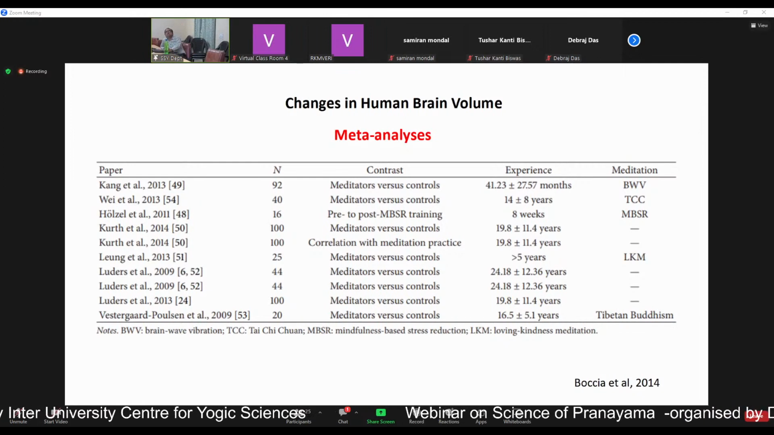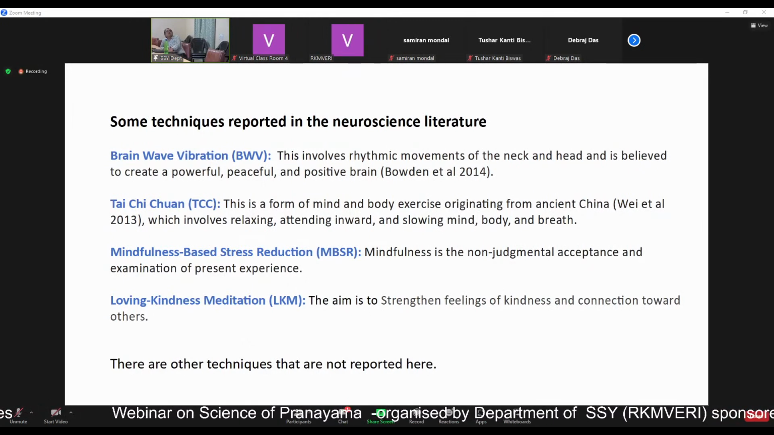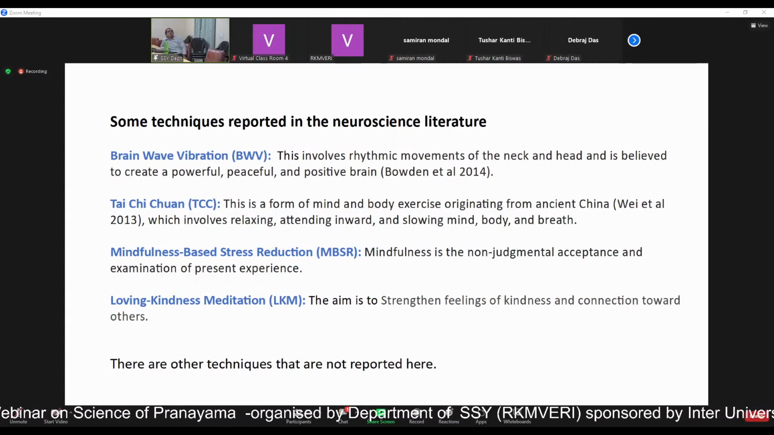Here the criteria were not on the process, which type of training they are going through, but rather on the technical aspects. They selected these papers based on those criteria, and they mentioned basically four types of meditation techniques which use a relatively large number of subjects. Those are brainwave vibration, which is more popular in South Korea, and the second one, Tai Chi, which is popular in China. And mindfulness meditation and loving kindness meditation originated in the USA and are popular in the USA.